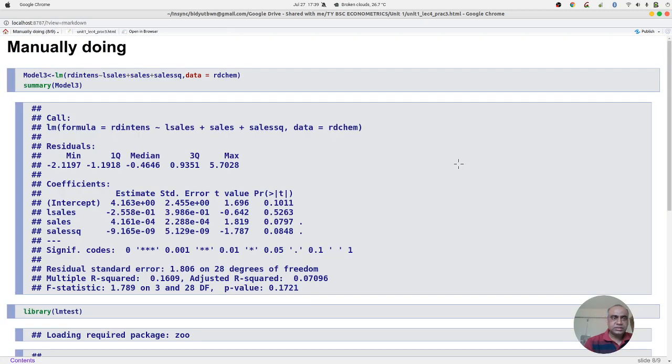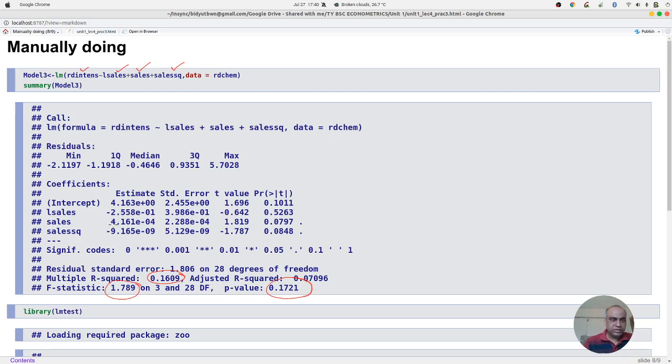Okay, so first let us do it manually, then we will go for some easy shortcut method or use some additional packages in R. First we estimate the hybrid model, model 3. R&D intention is regressed over log of sales, sales and sales square. Now this is our model summary. Obviously our R square value will improve because we now have more explanatory variables, and the F value is also improving, but it is not significant at least at the 10% level. At a higher level it is significant, 17%.